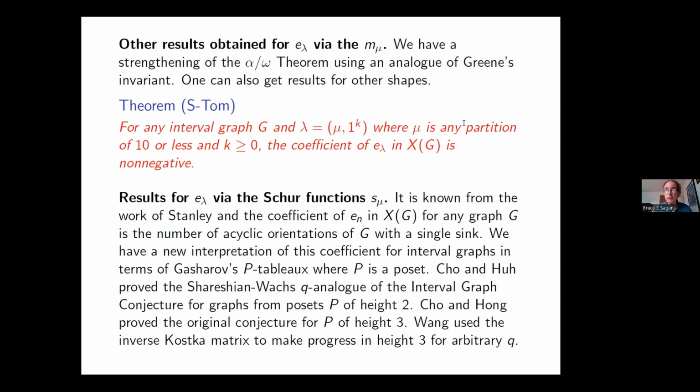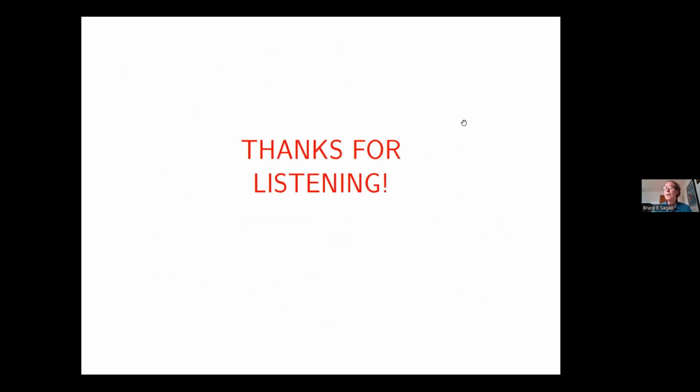And very recently, Wang has used the inverse Kostka matrix as the basis change element to make progress in height 3 for arbitrary q. And I think that's all I have to say. So thanks so much for listening.